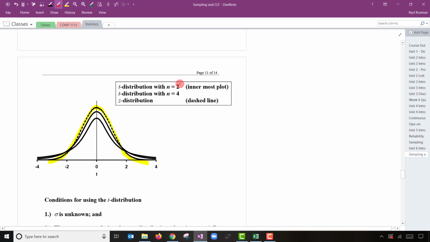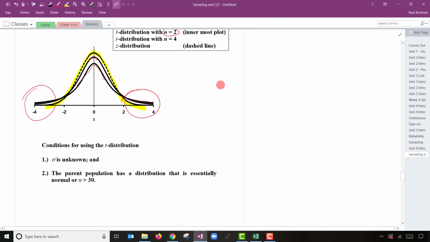I said it depends on sample size. When n is equal to 2, like the smallest group you can have, then you have the innermost plot here. And you see it's quite a bit more spread out. There's more area in the tails. When n equals 4, you're already up to this part of the curve. And this is to scale, actually. So as n gets larger, the t distribution just becomes the z distribution. And you can see even by 4, they look pretty close. By 30, they're almost the same. Another reason for 30 being the magical number.